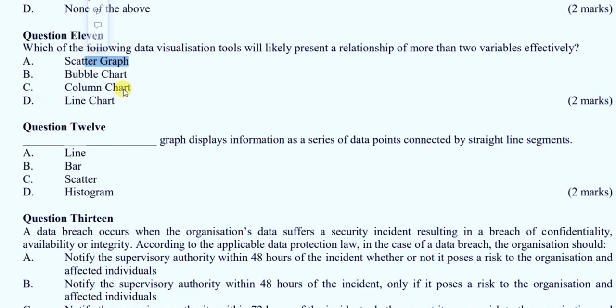So what is a bubble chart? What is a scatter graph? What is a column chart? And out of these four, the question is, which one is more likely to present a relationship of more than two variables effectively?